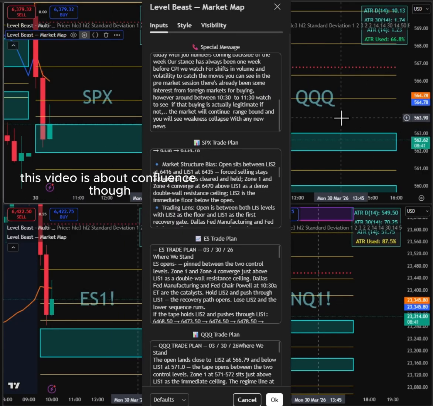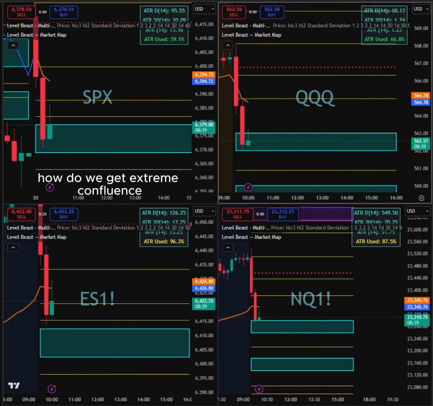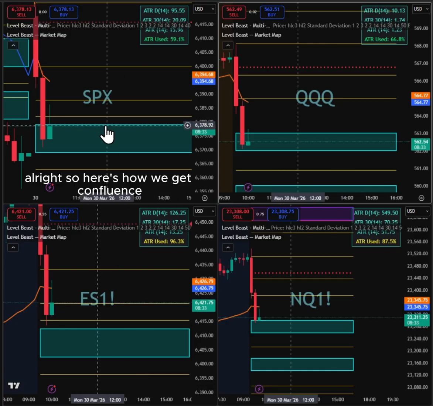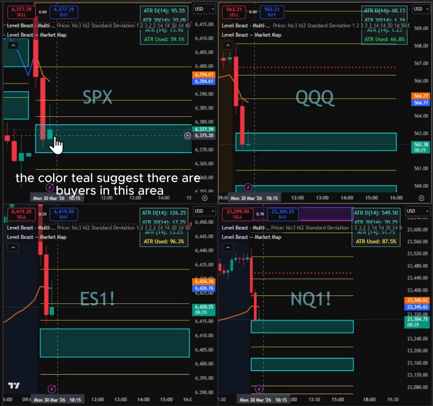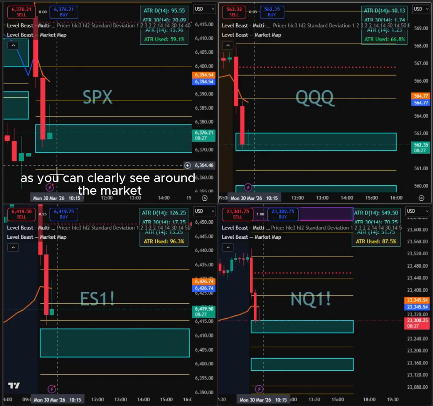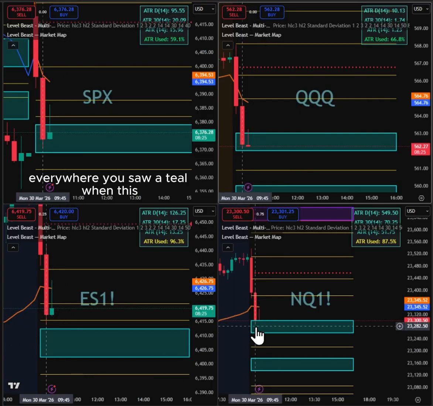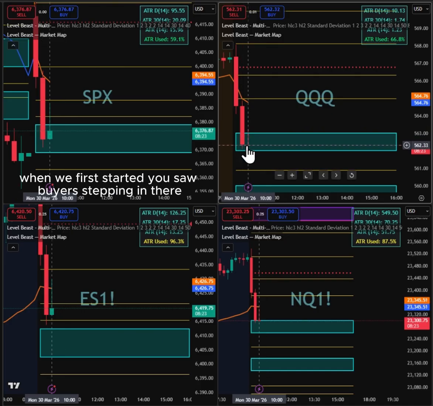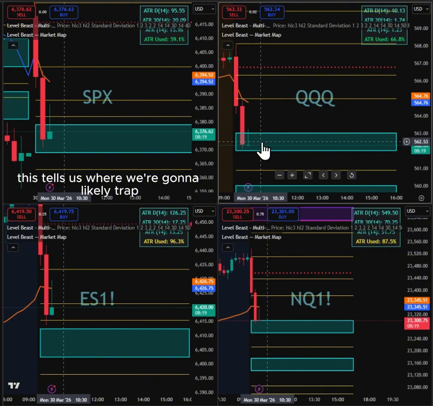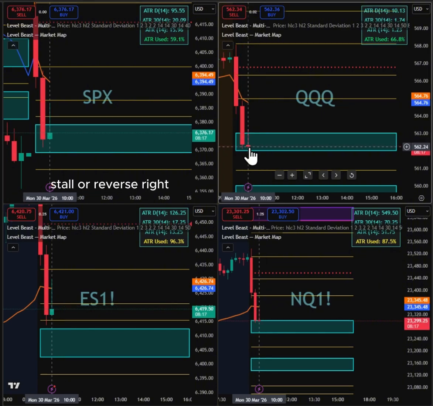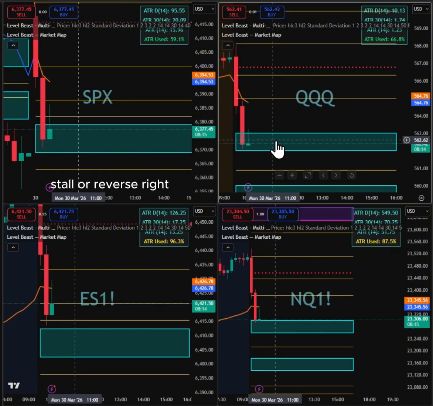This video is about confluence though. How do we get extreme confluence? All right, so here's how we get confluence. This is a variance zone. The color teal suggests there are buyers in this area. As you can clearly see around the market, everywhere you saw a teal when we first started, you saw buyers stepping in there. This tells us where we're going to likely trap, stall, or reverse, right?